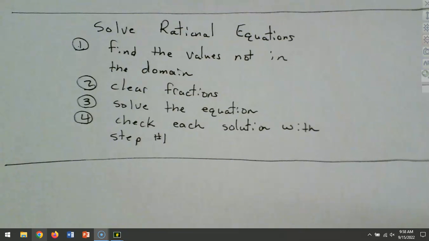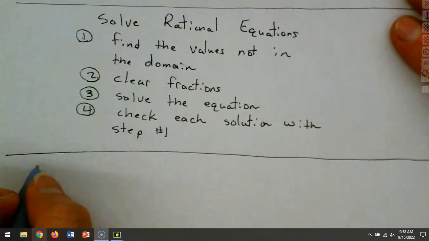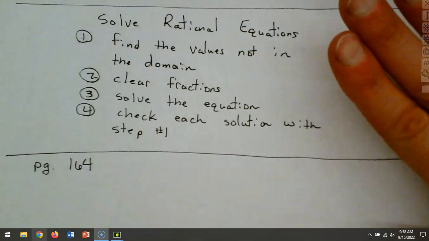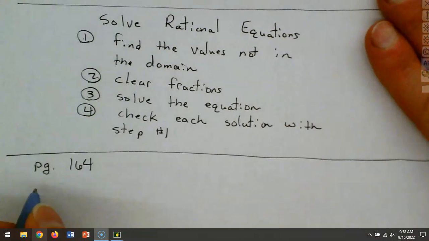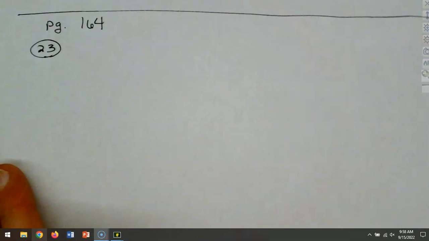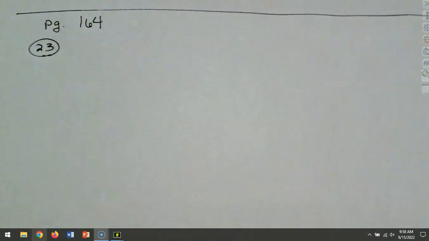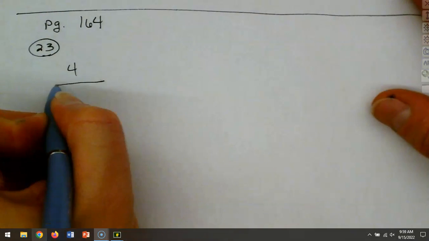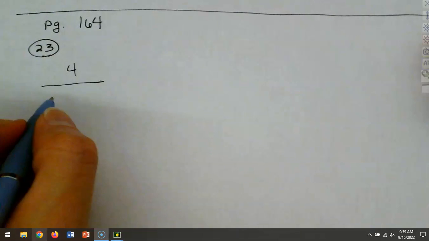Let's start with the fairly easy one. How about we look at question 23. So this is going to be on page 164. We're going to look at question 23. And there's a step-by-step procedure that we're going to have to be using here. And I'll write it up here. If you don't have your textbook, that's fine.